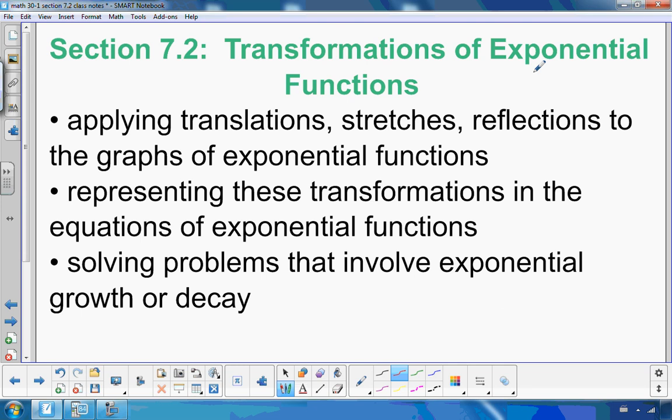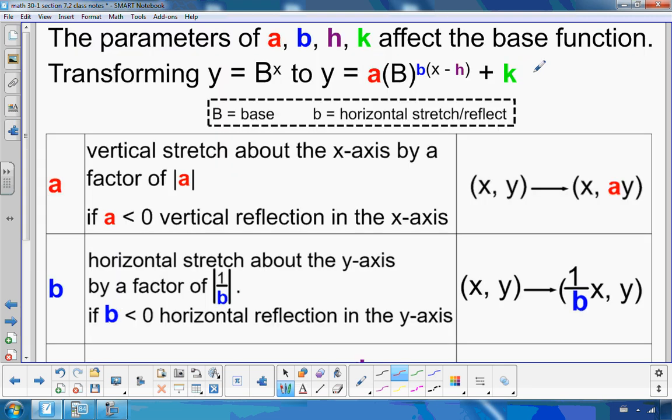Okay, in this lesson here, we're going to look at 7.2, which is transformations of exponential functions. So back to chapter 1, we're just doing it now with an exponential function. So what we're going to be looking at is transforming an exponential function to this form here.